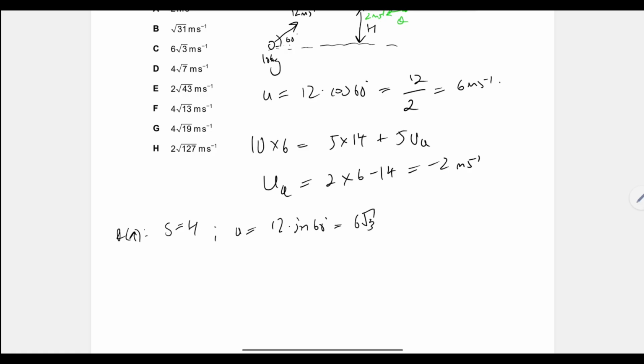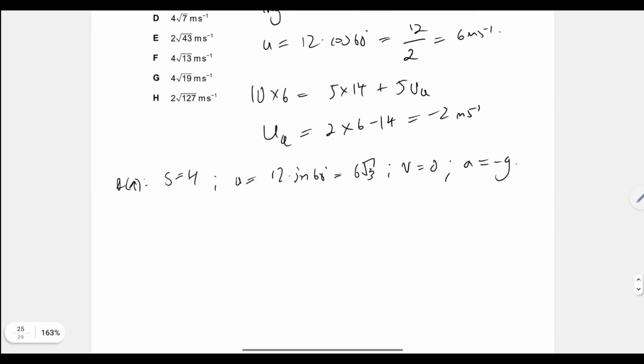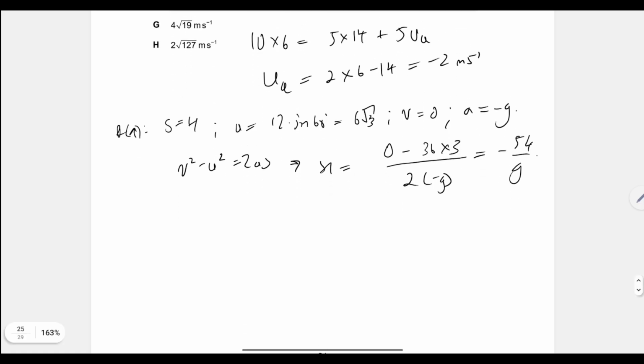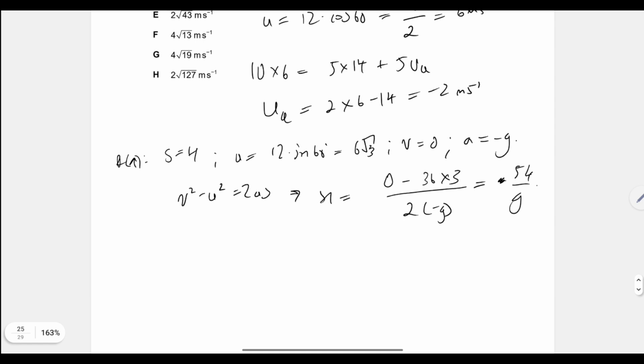Yeah, because sine 60 is root 3 over 2. The final vertical component of the speed is 0. The acceleration is minus g. So v squared minus u squared equals 2as. That means h equals v squared, which is 0, minus u squared, which is 36 times 3 over 2, all over 2 times minus g, which is going to be minus 54 over g. That's going to be the height it travels through. No, sorry, 54 over g, the minus cancels.